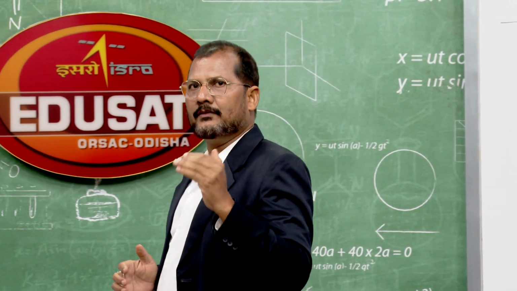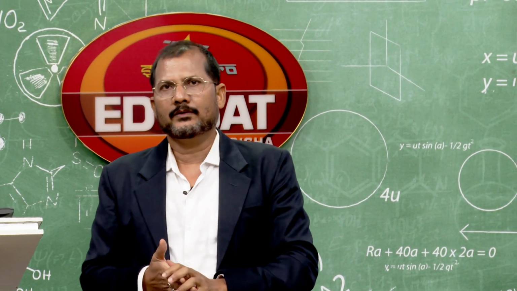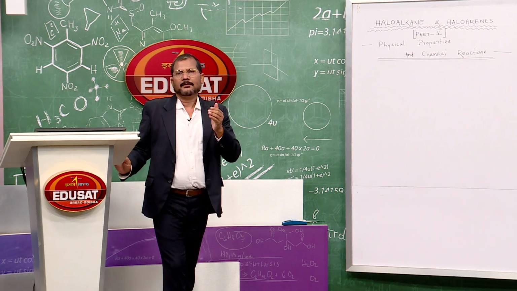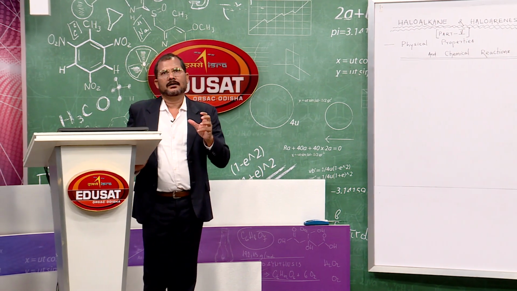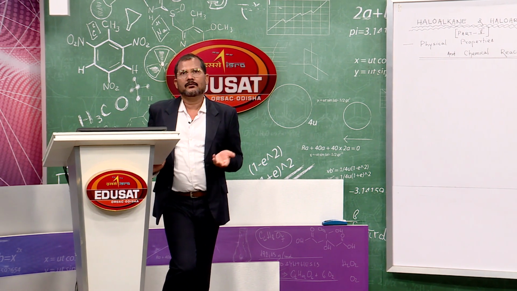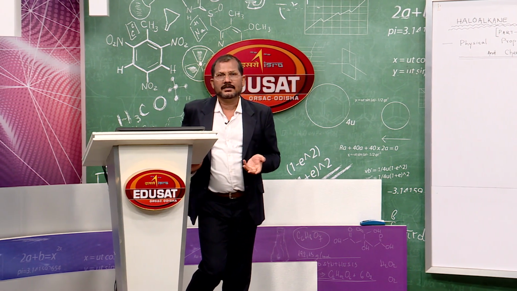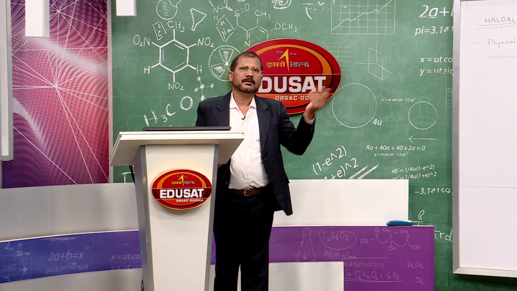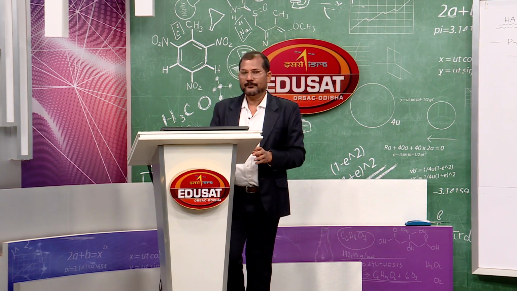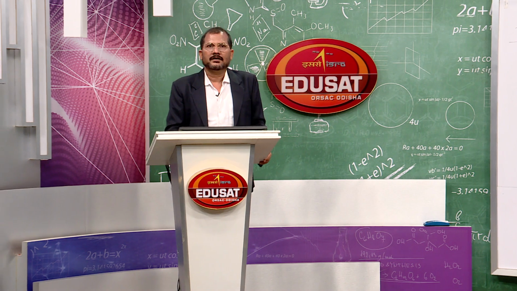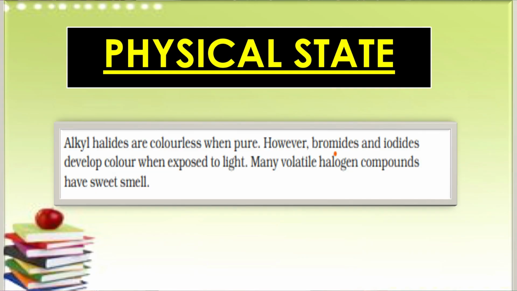Whenever we are talking about physical states, in alkyl halides what happens actually? The lower or small alkyl halides are normally gases, the higher ones which have higher molecular mass and carbon atoms attached with several larger groups are liquids, and again the higher members are solids. If we discuss the physical properties, all alkyl halides are colorless when pure. However, bromides and iodides develop color when exposed to light. So, this is the basic idea of the physical state of alkyl halides.